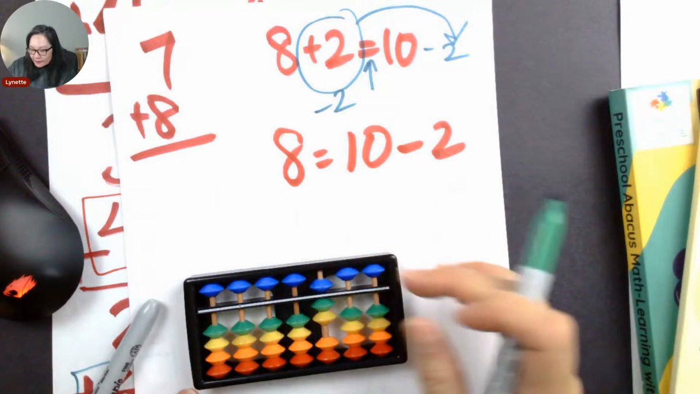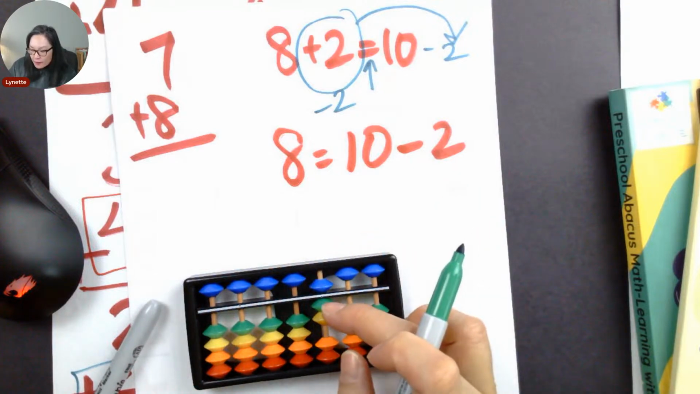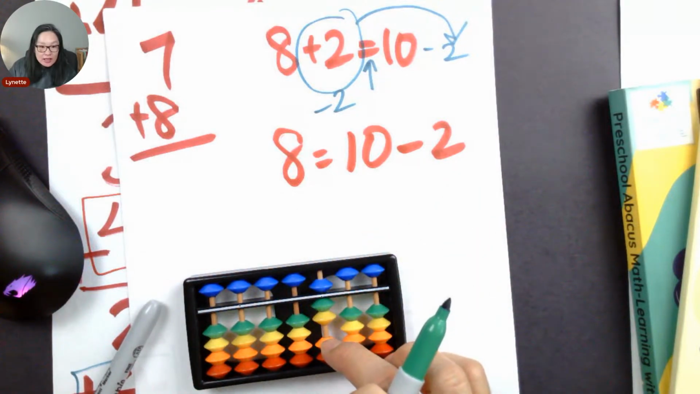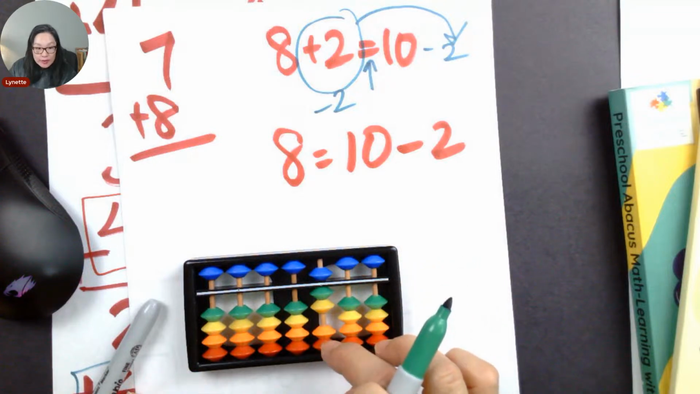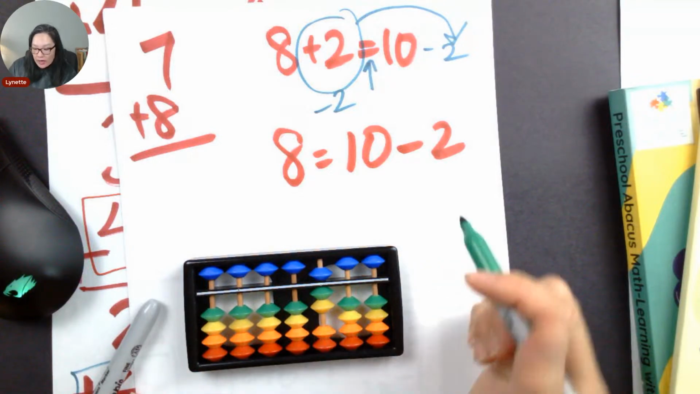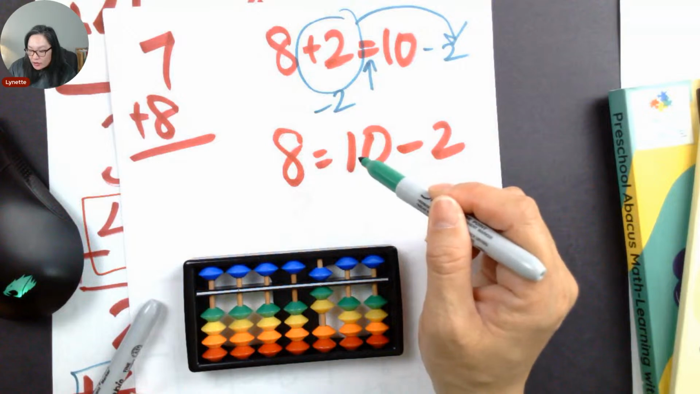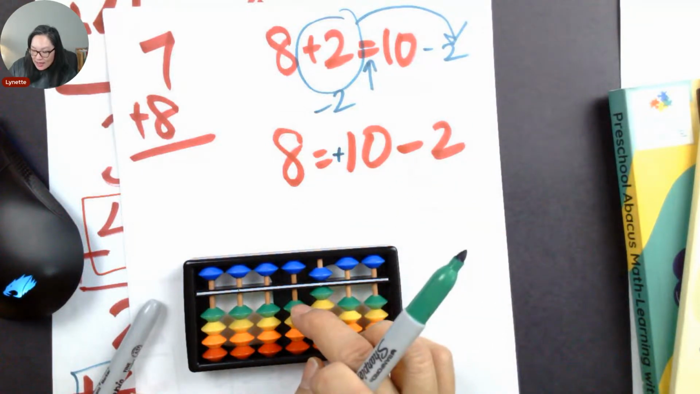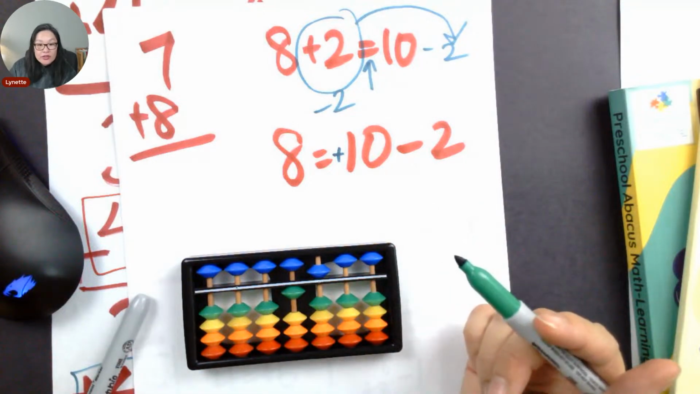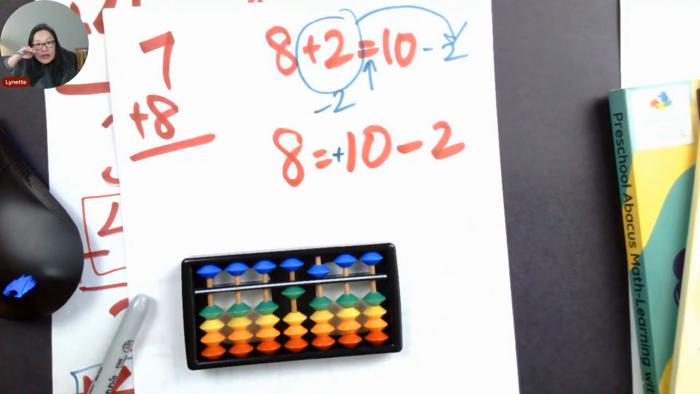So we have 7. And then, are there enough beads to add 8? No, there's not enough beads to add the 8, right? Because we have 7 here and we have 2 beads here. So what's another way? Well, what we need to do is add the 10, take away the 2. So we add the 10, just like that, and we take away the 2. So my answer is 15. So that's the fundamental idea of understanding how to add and subtract on the abacus.